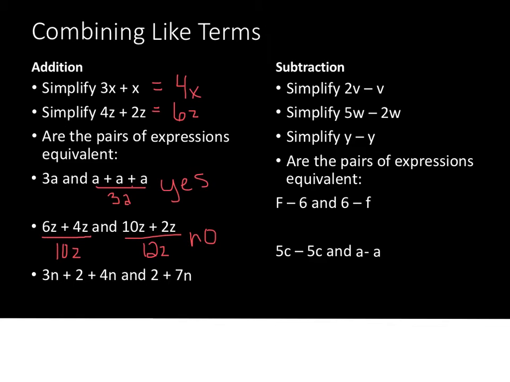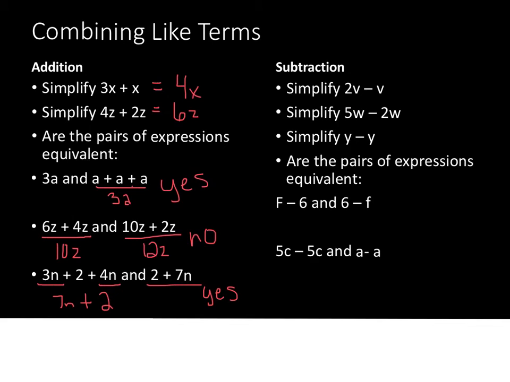And then let's look at this last one. It says 3n plus 2 plus 4n and 2 plus 7n. So what I'm going to do is I have 3n and I have 4n, and I can combine those. So I have 7n plus 2. And over here I have 2 plus 7n. Can we add in any direction and it still be equivalent? Yes, we can. So yes, these are equivalent expressions.